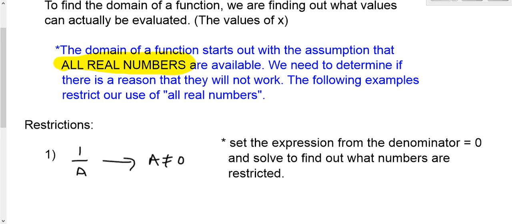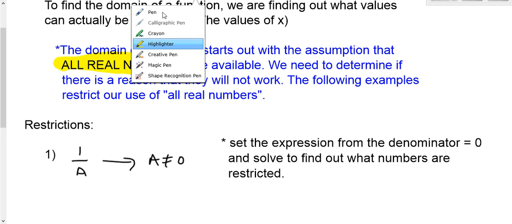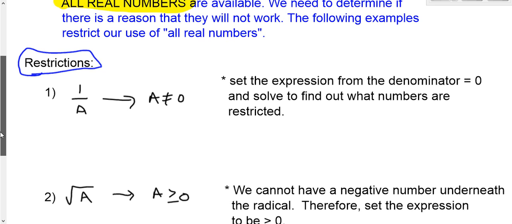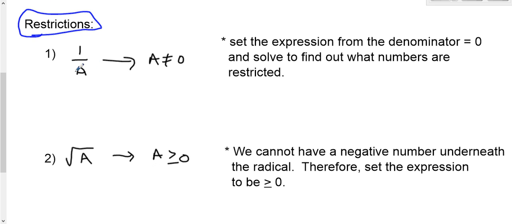So our restrictions here are 1 over some kind of expression, and that expression cannot equal 0. And what we need to do is set the expression that's in the denominator equal to 0 and solve that to find out what numbers are restricted. Other than that, all other real numbers are available.